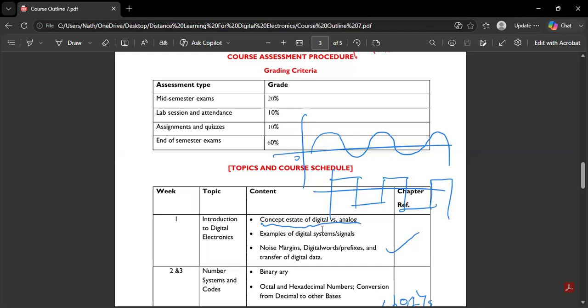So we look at the advantages of digital systems over analog systems. There are as well disadvantages of digital systems and analog systems. Then we look at that. The disadvantage we can see, let me give you one.